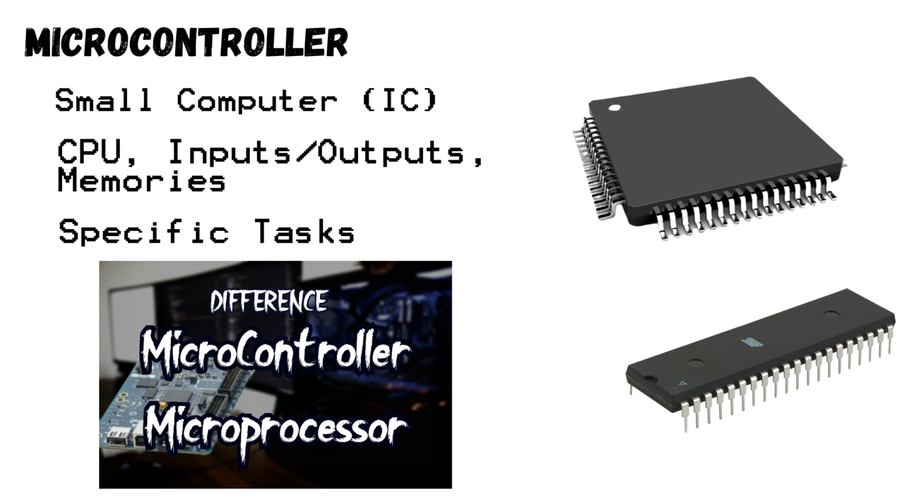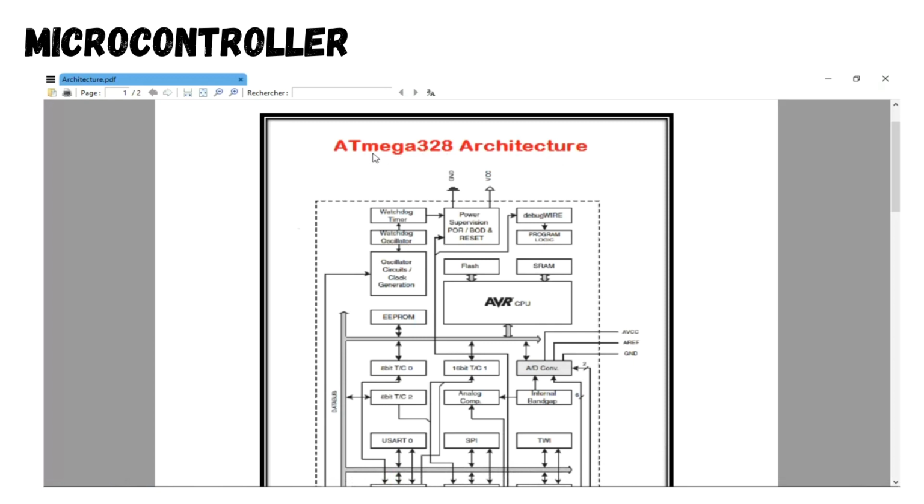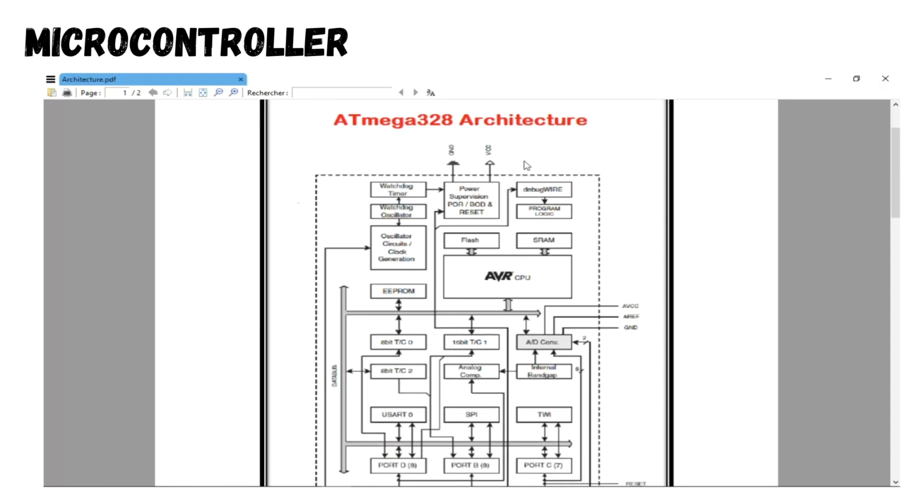So, as we see, memory is one of the most important components inside a microcontroller. And to know what the different kinds of memory used inside the microcontroller, we need to have a look at its architecture. Let's take a look at the ATmega328 microcontroller. As you see, there are three kinds of memory: flash memory, SRAM memory, and also we have EEPROM memory.